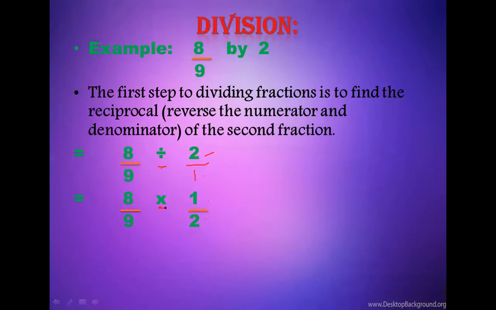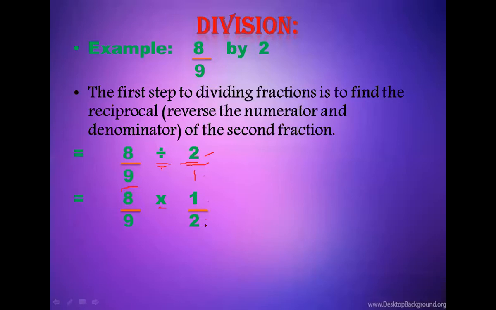If you are going to divide any fraction, if you have any division sign, you will convert this division sign into the sign of multiplication by taking the reciprocal of the number that is written next to the sign of division. You will not take the reciprocal of 8 upon 9, because after division what you have is 2. That's why I am going to find the reciprocal of 2 here.